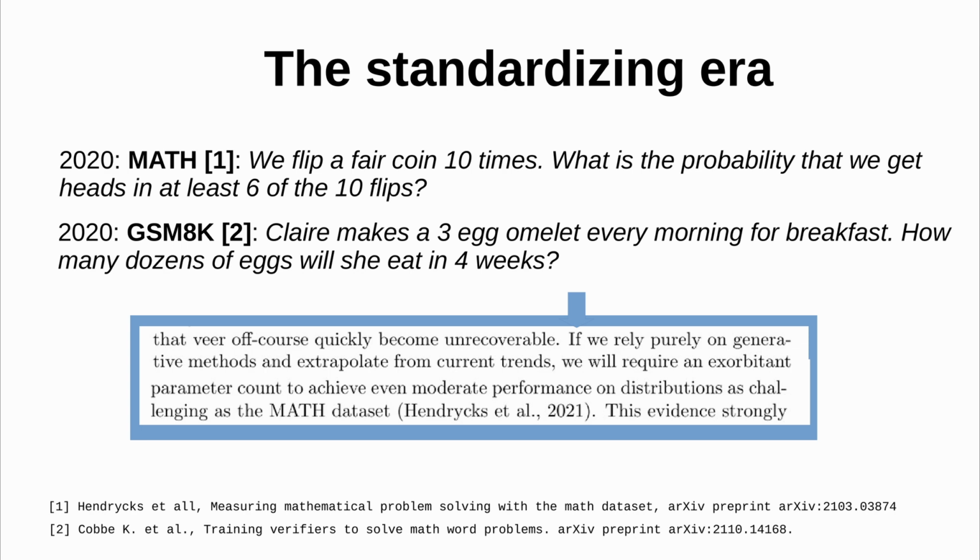And interestingly, the GSM8K dataset was, I believe, released slightly after the MATH dataset in 2020. And one of the reasons they released that dataset was, as I've quoted here from the GSM8K paper in these two excerpts, that if we extrapolate from current trends, we will require an exorbitant parameter count to achieve even a moderate performance on distributions as challenging as the MATH dataset. So GSM8K, even though it was released later, thought MATH was too challenging, but only essentially 4 years later, I think last year in spring sometime, the Gemini model by Google got over 90%, the math specialized one. So 5 years later, the dataset was essentially done.